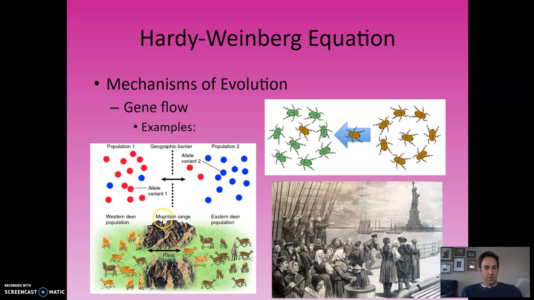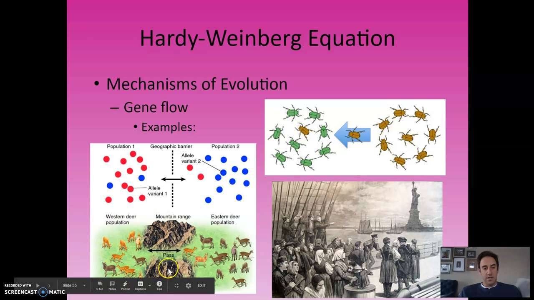A little bit more realistic example would be deer. Here you've got a mountain range and there's a pass where deer can sort of pass through periodically. And so maybe you mostly have these isolated populations, but there's a little bit of gene flow as the deer pass back and forth here.